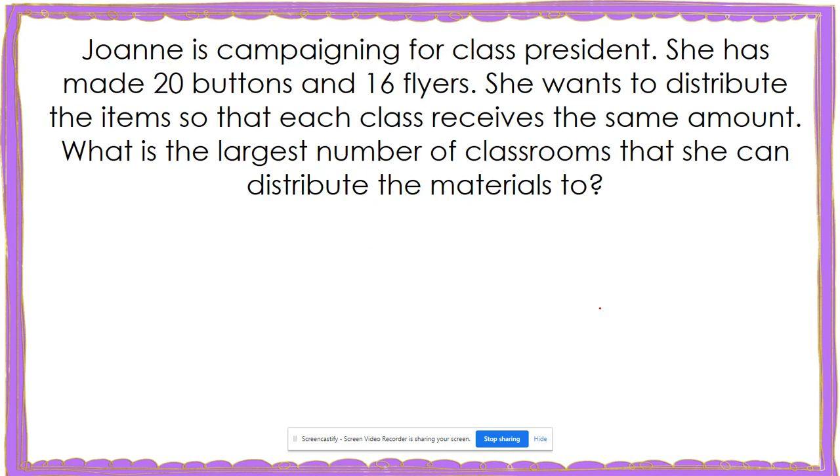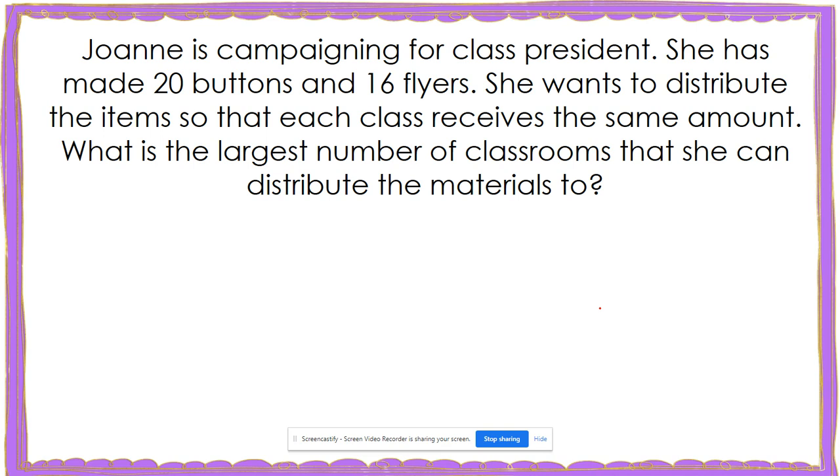Now let's look at a problem. Joanne is campaigning for class president. She has made 20 buttons and 16 flyers. She wants to distribute the items so that each class receives the same amount. What is the largest number of classrooms that she can distribute the materials to?